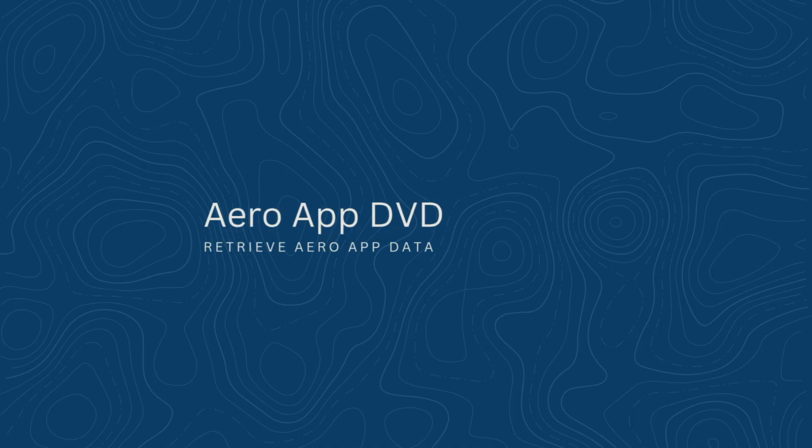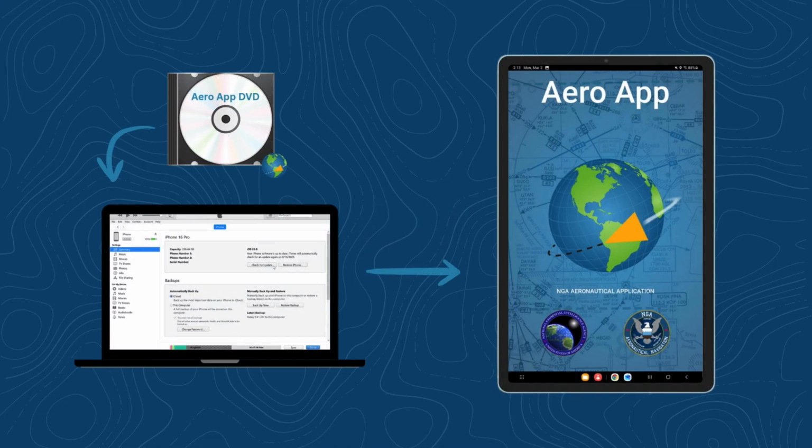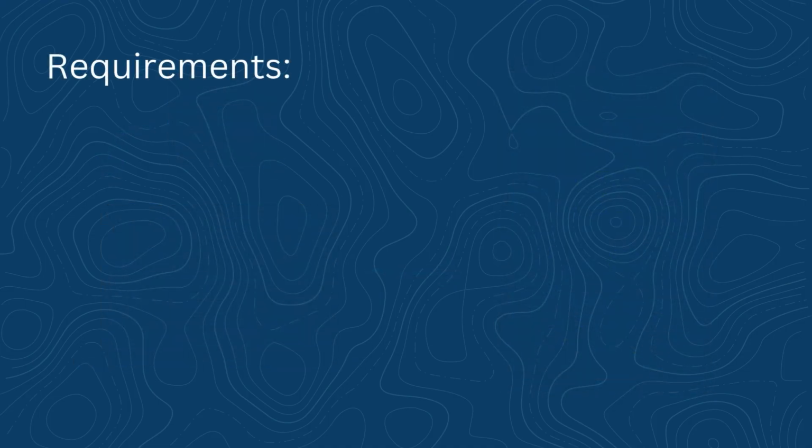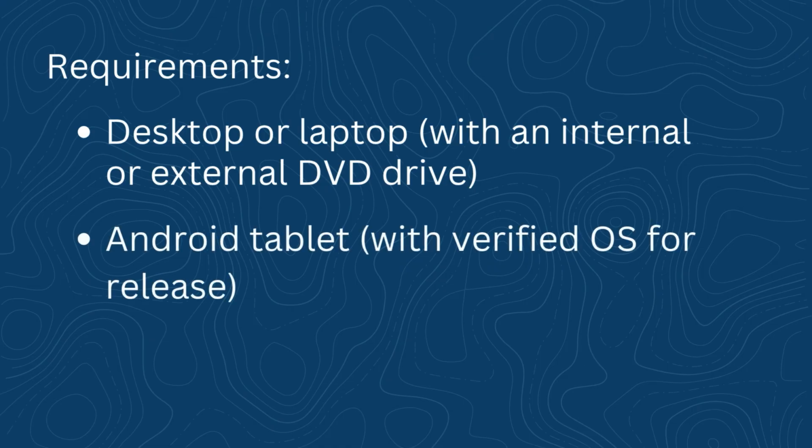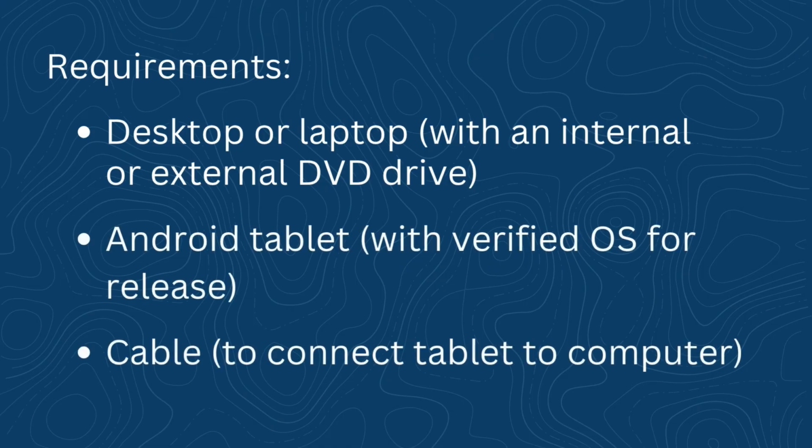This section explains how to retrieve Aero App data through the Aero App DVD. The Aero App DVD includes aeronautical data released every 28 days on a per-cycle basis. To begin, ensure you have a desktop or laptop with an internal or external DVD drive, an Android tablet, and a way to connect your tablet to your computer.